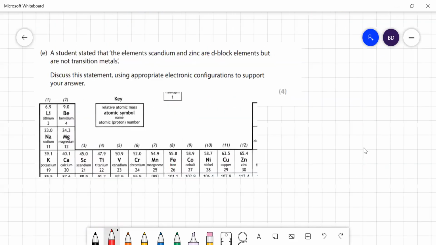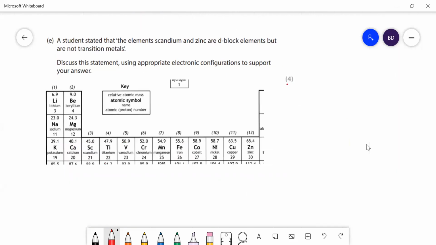Okay, so here is about a 4-mark question. 4 marks for this one. Students say that the elements scandium and zinc are d-block elements, but are not transition metals. Discuss this statement using appropriate electronic configurations to support your answer. Okay, right. So let's talk about scandium. Well, let's see what's the definition of a d-block element. It's one where the last shell to be filled is the d shell. The last filled subshell is d.